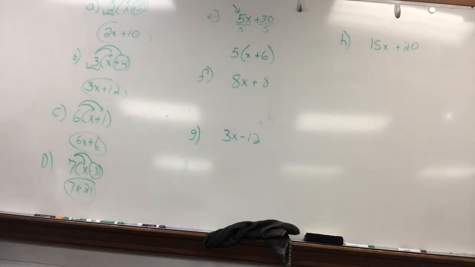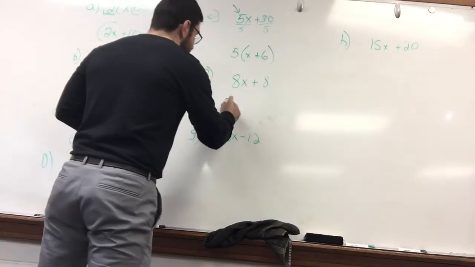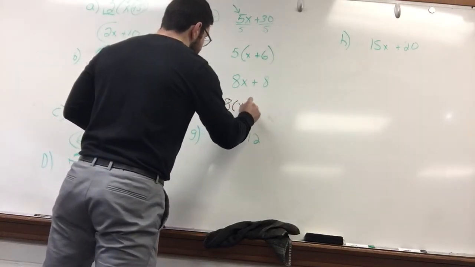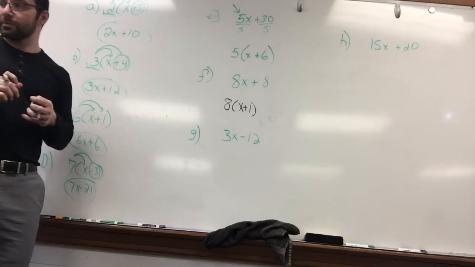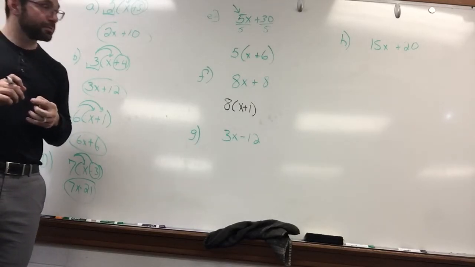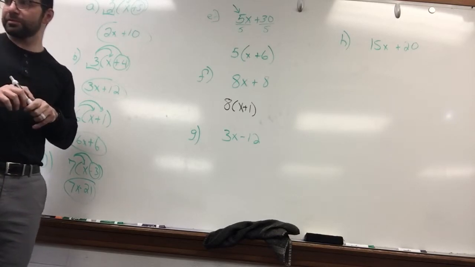So what did you do? What do you have? I have 5 multiplied by x. So you're looking at letter E. Okay. This is letter F. I have 8 multiplied by x plus 1. Okay, well, how did you get that? What did you have to do? I had to divide.